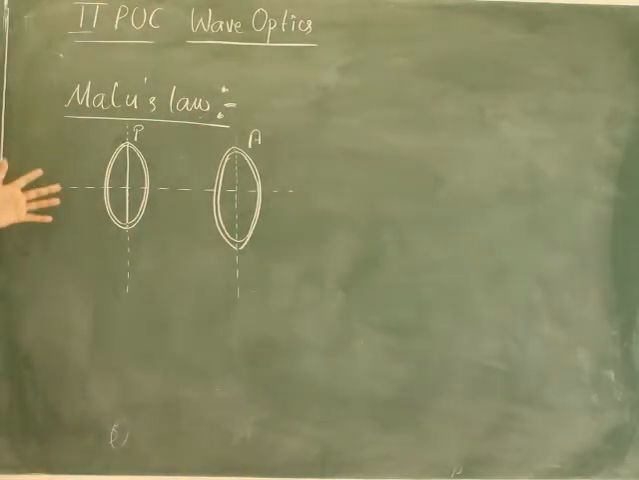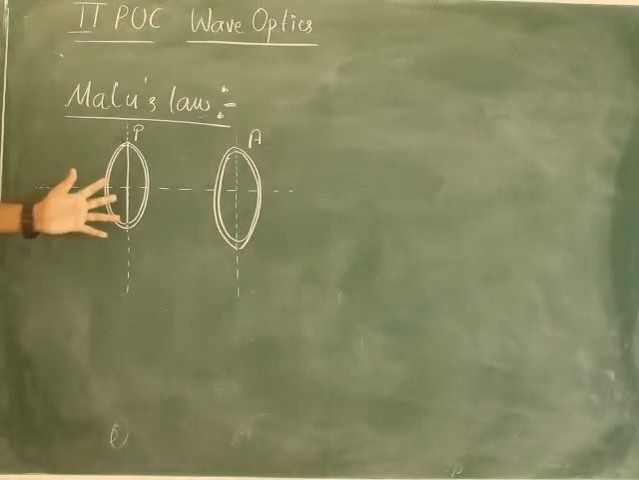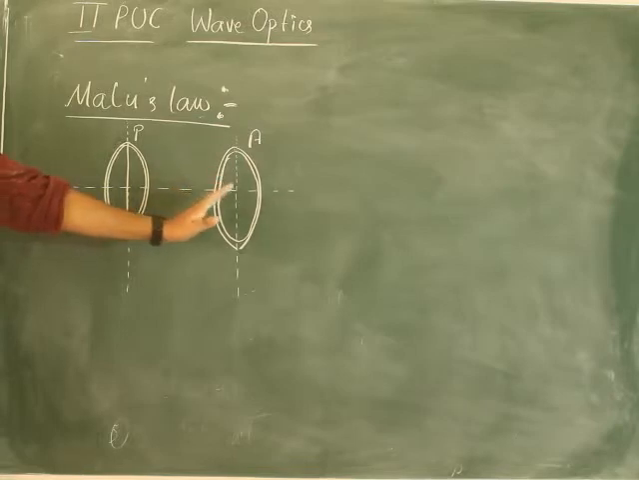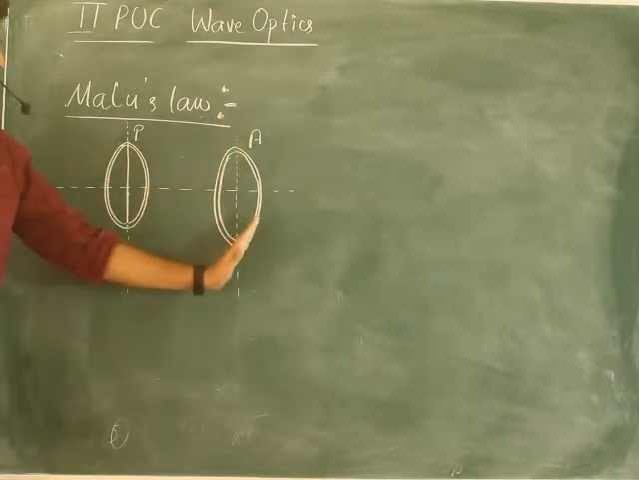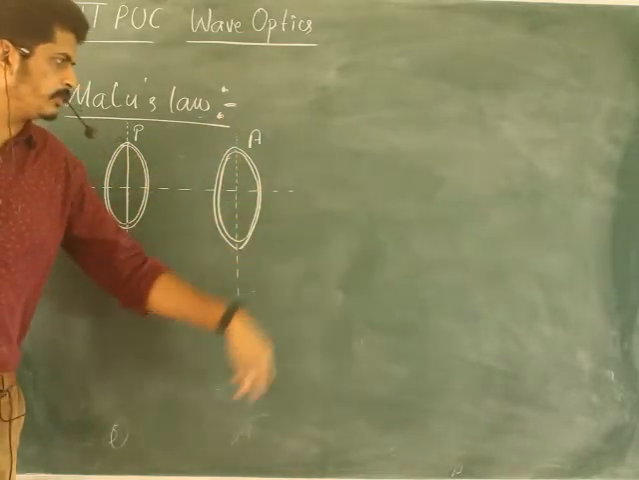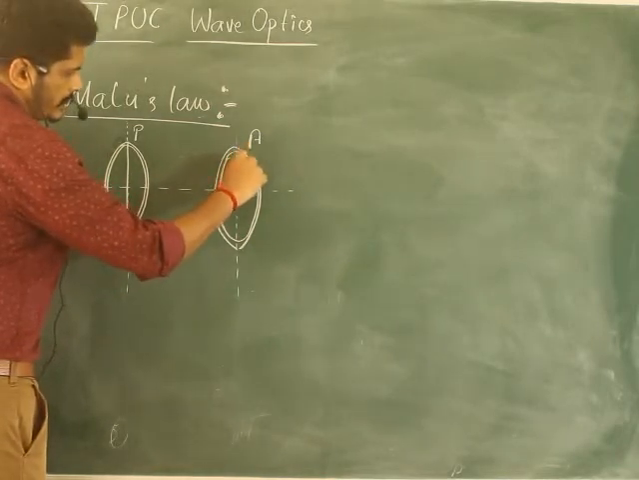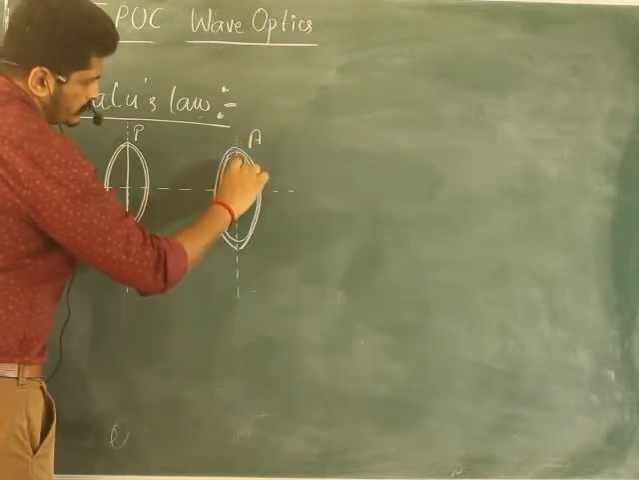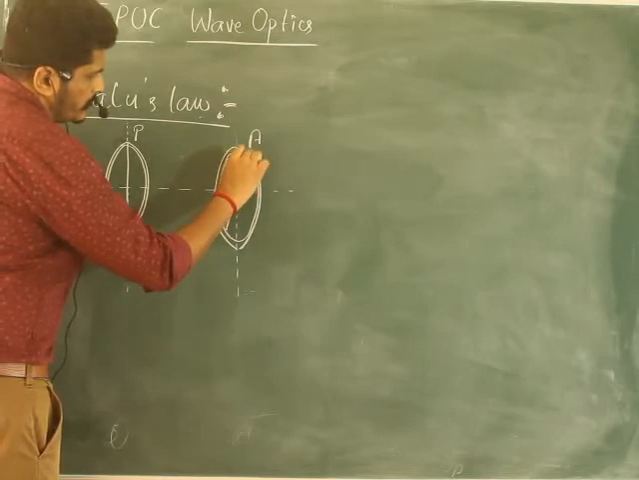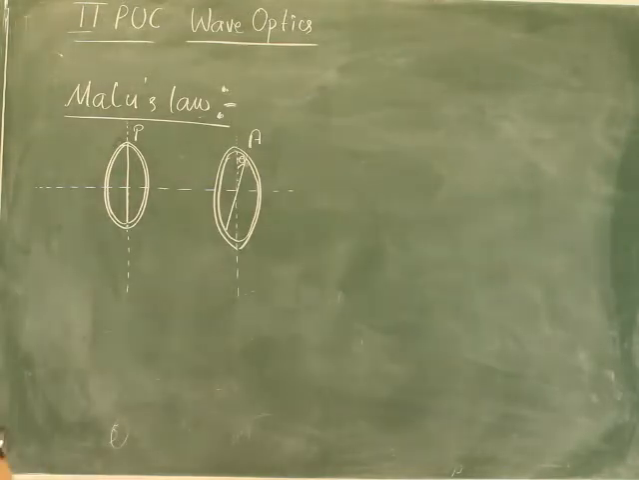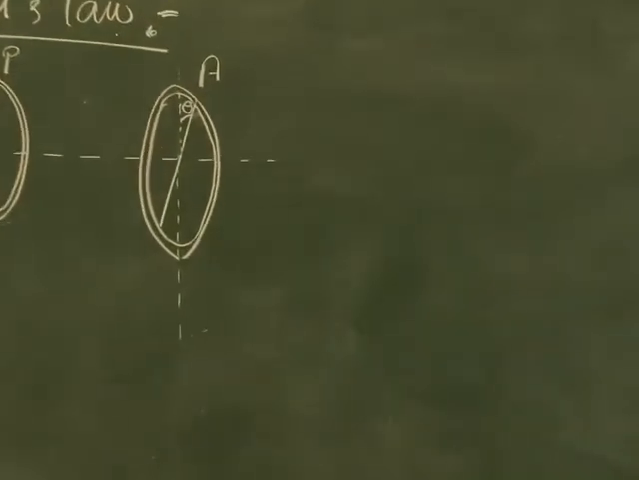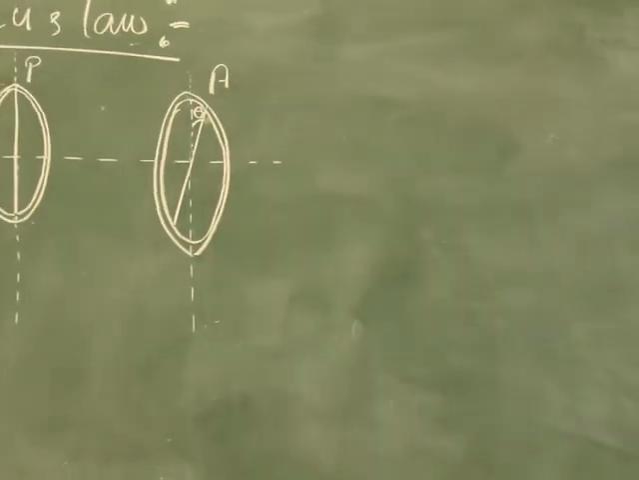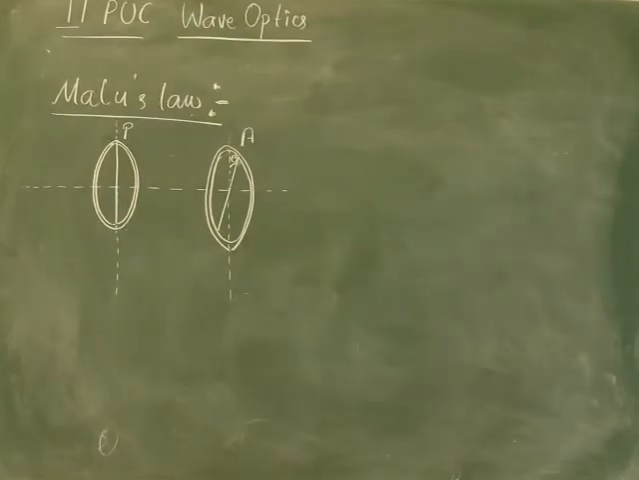According to Malus's law, when unpolarized light passes through a polarizer, plane polarized light will emerge out of the polarizer. Once it goes through the analyzer, if the analyzer has the same pass axis as the polarizer, fine, you will get light at the output. Imagine that the analyzer has its pass axis at a slightly different angle. Imagine this is theta. Can you see theta? Yes. So the pass axis of the analyzer is slightly rotated to the right side. Theta you can see there.